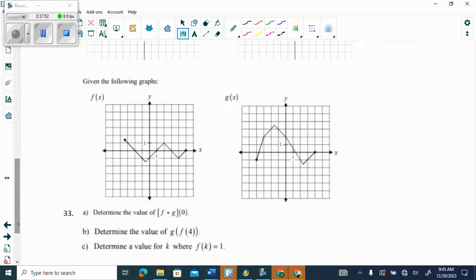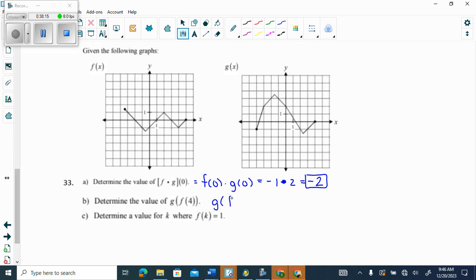So here it wants f times g. So I'm going to get f of 0 times g of 0. f of 0 is negative 1. g of 0 is 2. So I get, that's a multiplication dot, even though it looks like a plus sign, negative 2. And then this one, g of f of 4 is g of, what's f of 4? Negative 1. So it's g of negative 1, which is 3. So what did I find? 4, 3 is on the graph of g of f of x.